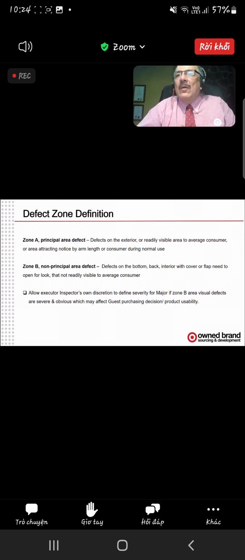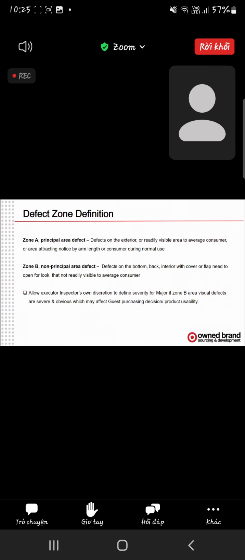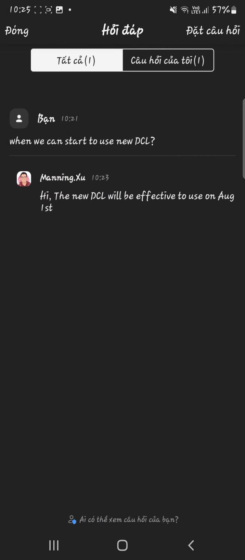Shadow Cow has a question: if shoes Zone A will fail the inspection? Yes, I can answer this question. Because we have the sample size and the AQL, zone A defects typically should be a major. So if the defects exceed the AQL, then it will fail inspection. But if the defects are still within the AQL, then the inspection will still pass.